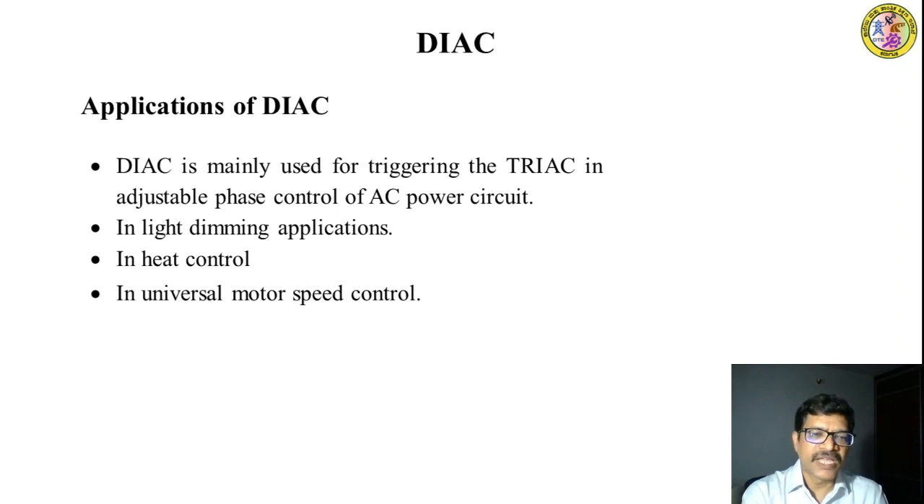Applications of DIAC. DIAC is mainly used for triggering the TRIAC in adjustable phase control of AC power circuits, in light dimming applications, in heat control applications, in universal motor speed control applications.